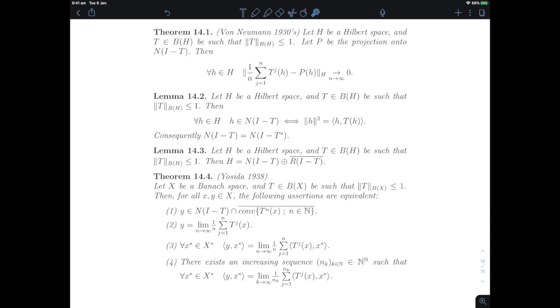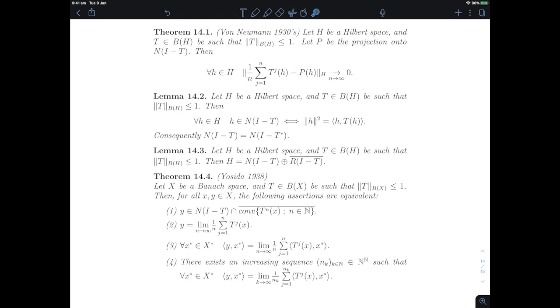Now, on our way to proving Yosida's version of von Neumann's theorem, we will first prove another theorem of Yosida, which is a Tauberian theorem, that really puts these techniques exploiting weak convergence into effect. A Tauberian theorem refers to a family of theorems that allow you to move from one form of convergence to another form of convergence, very globally speaking. So what does theorem 14.4 tell us in the context of contractions on a general Banach space?